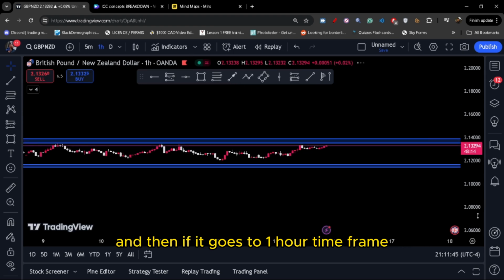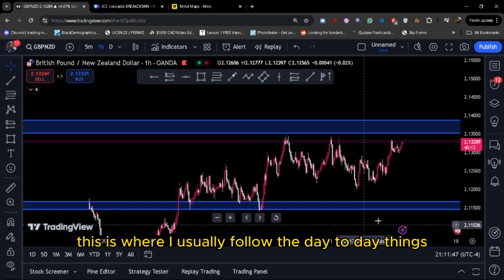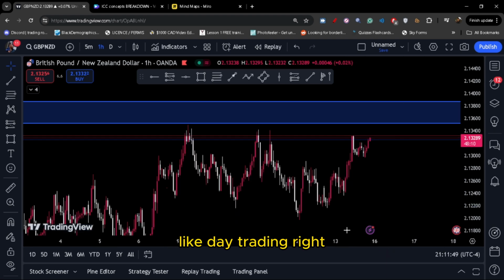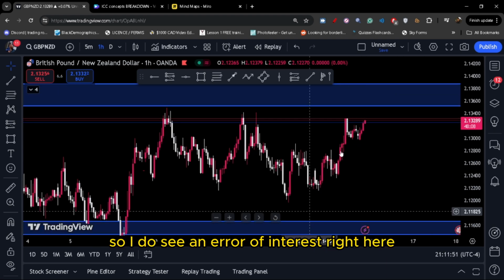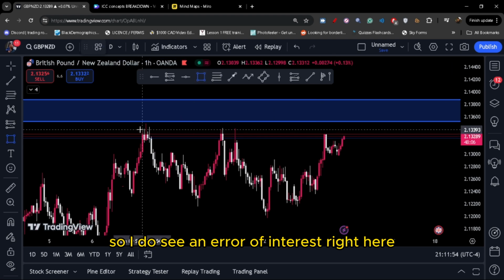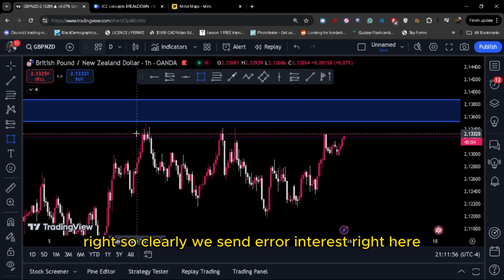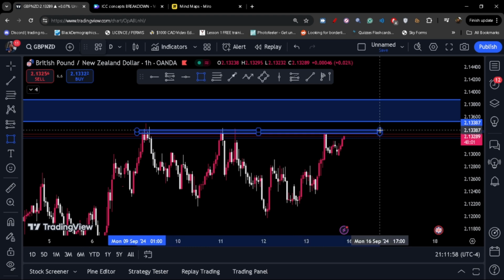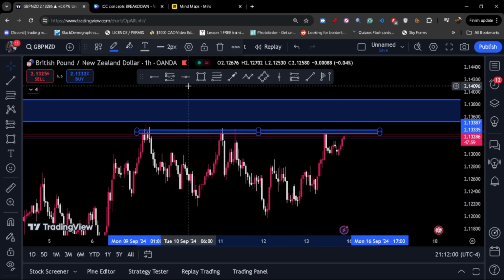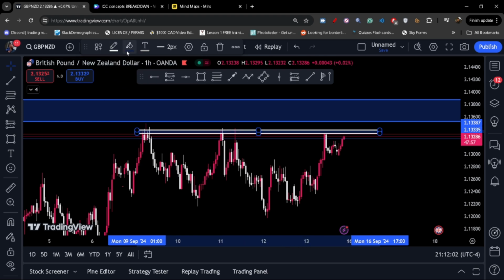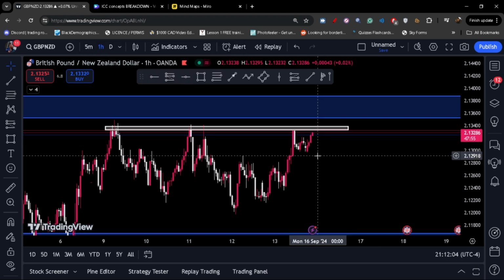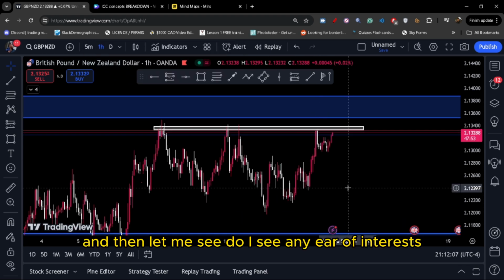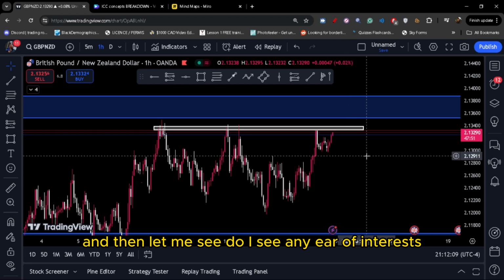And then if we go to the 1 hour time frame, this is where I usually follow the day-to-day things like day trading, right? So I do see an area of interest right here, right? Clearly we see an area of interest right here, and then color code, boom. And then let me see, do I see any area of interest?